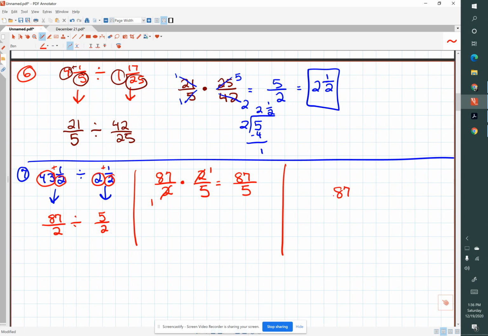And let's convert that to a mixed number. We'll divide 87 by 5. So 8 divided by 5 is 1, with 3 left over. 37 divided by 5 is 7. 7 times 5 is 35, with 2 left over, so 17 and 2/5 is our final answer.